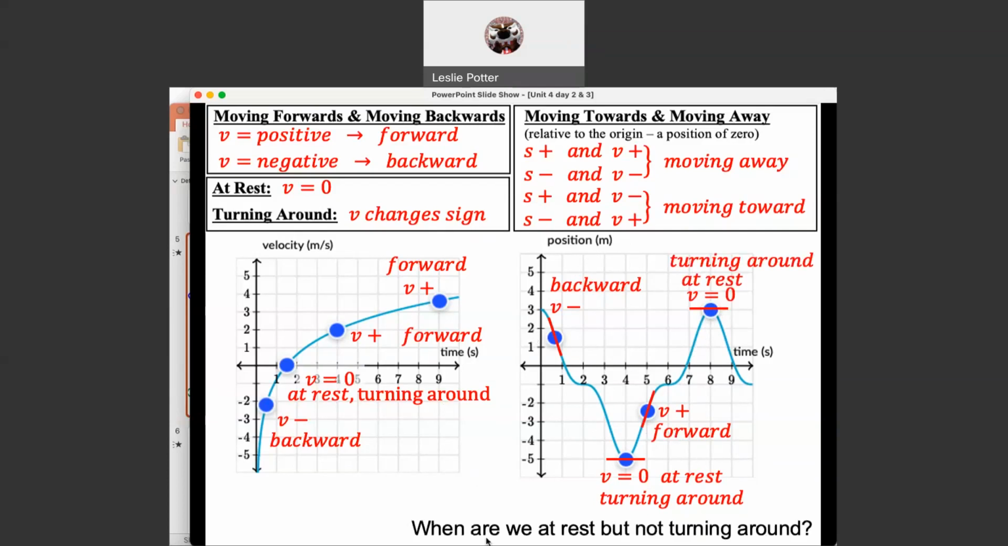So when are we at rest but not turning around? Think about that. At rest, velocity equals 0, but not changing sign. Does that make sense? Okay, so we're at rest, but we're not changing sign.